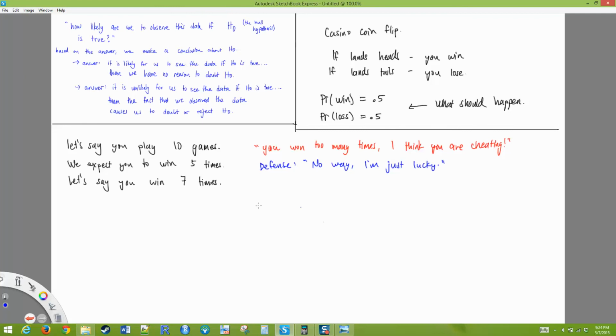Essentially, we are setting up a pair of hypotheses. We have 2 hypotheses, and I'll explain these in a moment, but the null hypothesis is that the coin is fair and we are not cheating. No cheating. Or if we wanted to say this in terms of probability, we would say the probability of a win is equal to 0.5.